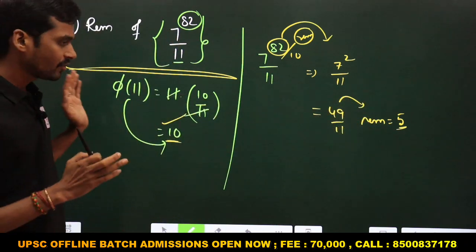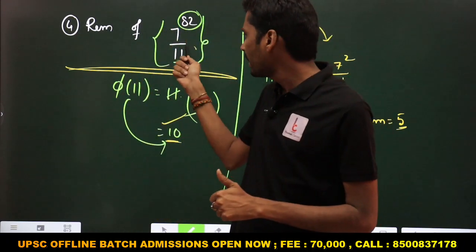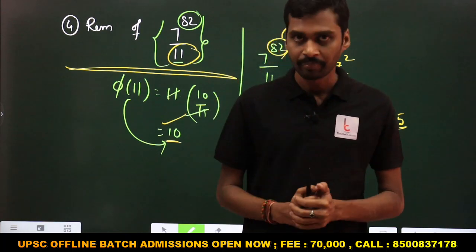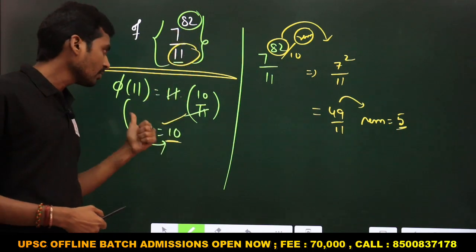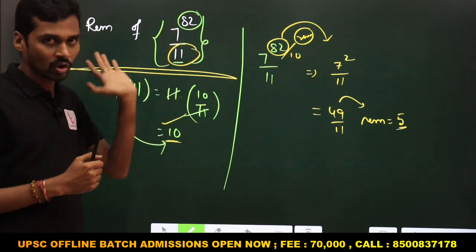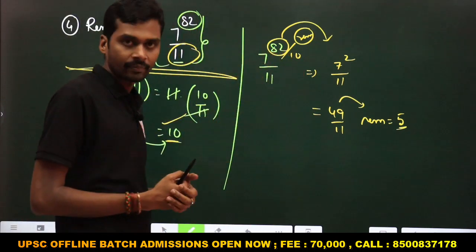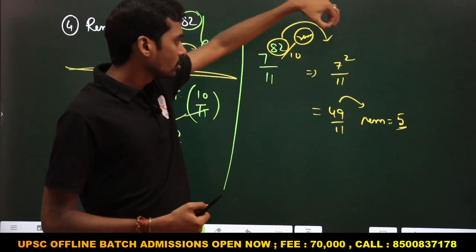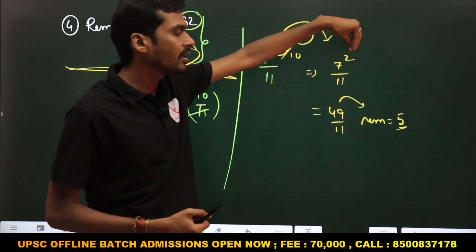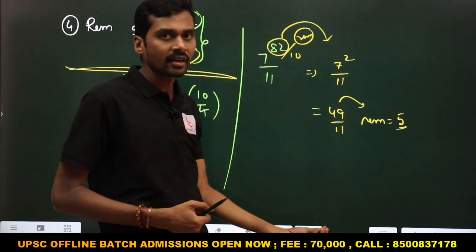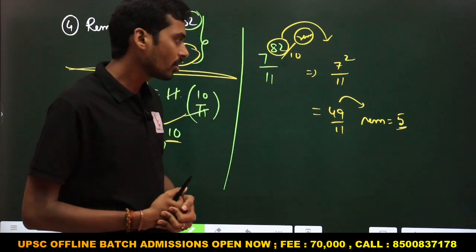So simple. For any problem where you want to find the remainder, immediately find the totient of the denominator number. After that, if the power of the numerator and the totient of the denominator are both the same, then the remainder is 1. If it is not like that, then divide the power of the numerator by the totient number and you get some remainder. You are just simplifying the power: from 82 you are simplifying into 2. Now the problem becomes easy. 7 squared is 49, 49 by 11, 11 fours are 44, the remainder is 5. Okay, is it clear?